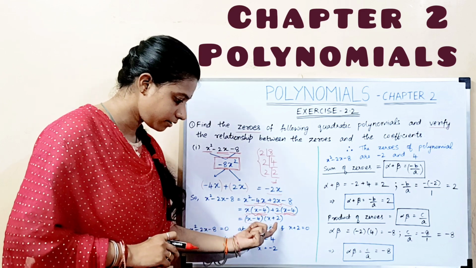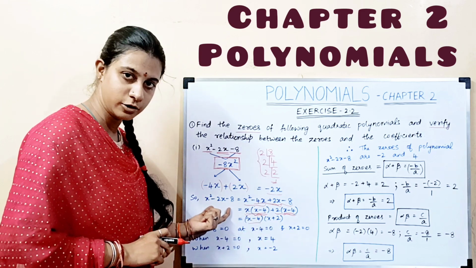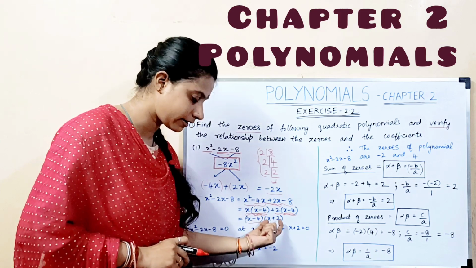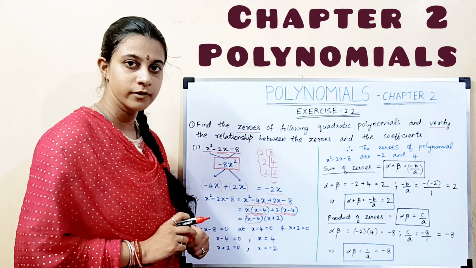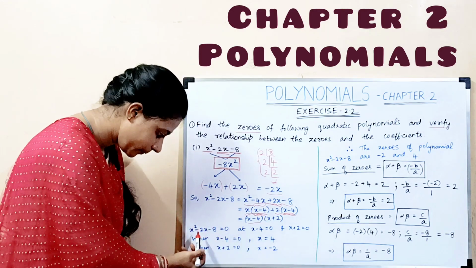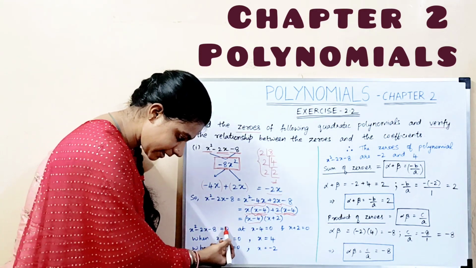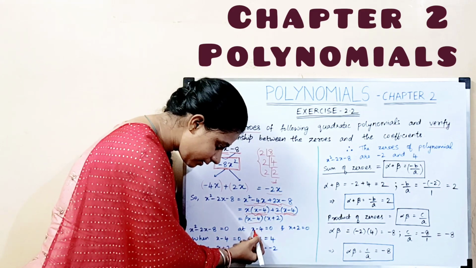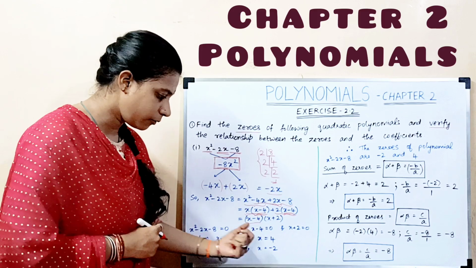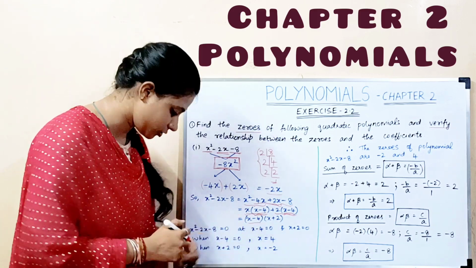Now we will equate this quadratic polynomial to 0. That is, in turn we will equate each of the factors to 0. In this process we will find the zeros of this quadratic polynomial. So x square minus 2x minus 8 equal to 0, at x minus 4 equal to 0 and x plus 2 equal to 0. Now individually we will equate the factors to 0.